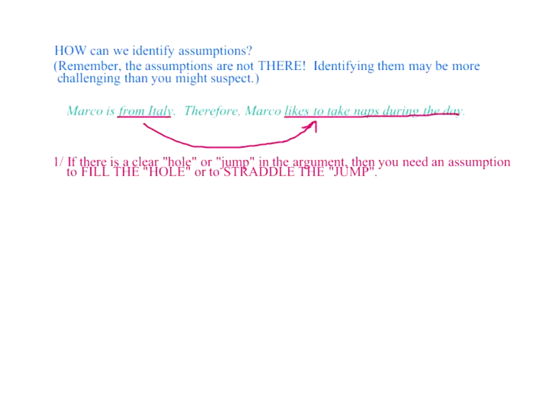Here, this argument just goes without any justification from "this person is from Italy" to "he likes to take naps during the day." That's just a random jump. So we do need to fill in that hole with something that allows us to make that jump. That's the assumption that we need.